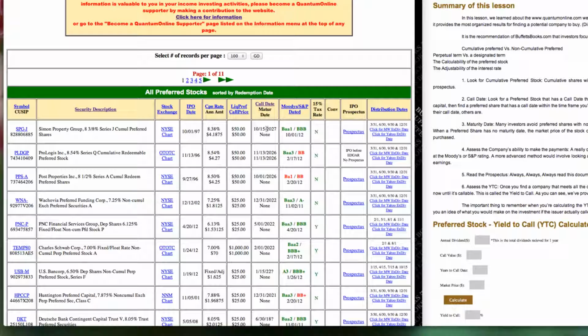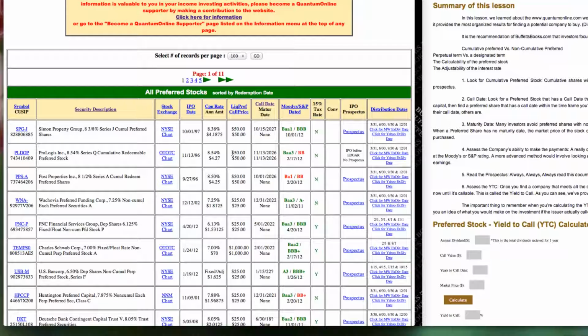And you can see that the call date on this is 2027. So right now the year is 2012, and so you have approximately 15 years on this before Simon Property Group has the ability to start buying these preferred shares back. So that's a good thing if you're buying this, especially because it's yielding 8.38%, which is very high. Now we don't know what it's trading for, and that's something that we're going to get into next.